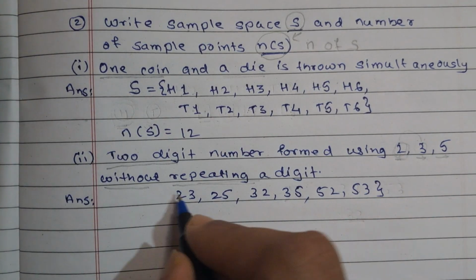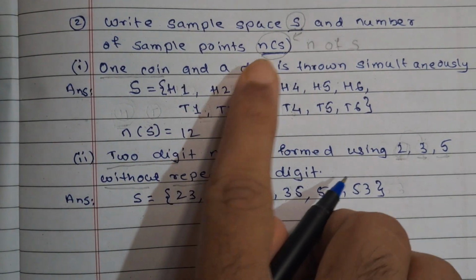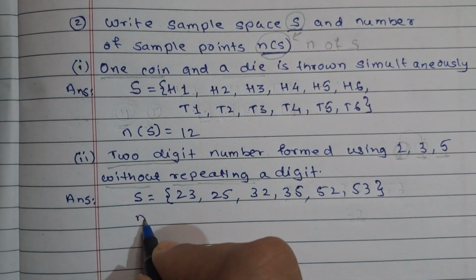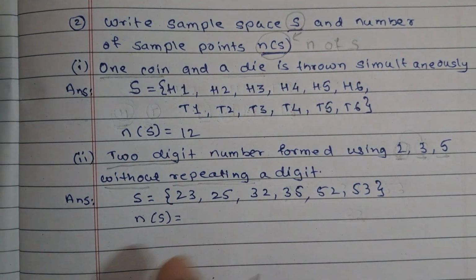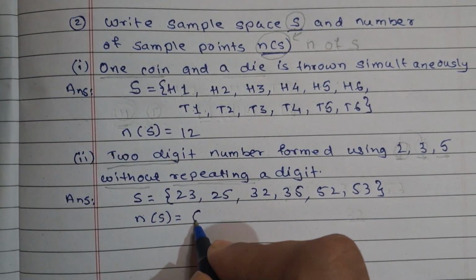I will close this bracket and name it S, that is my sample space. And as the sum says, they need n of S as well, right? So let me write n of S. In this case, what will be n of S? 1, 2, 3, 4, 5, 6. n of S is 6.